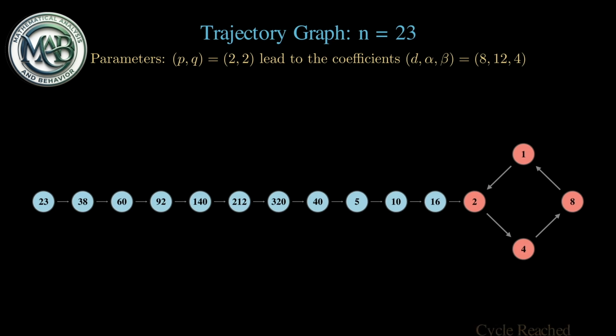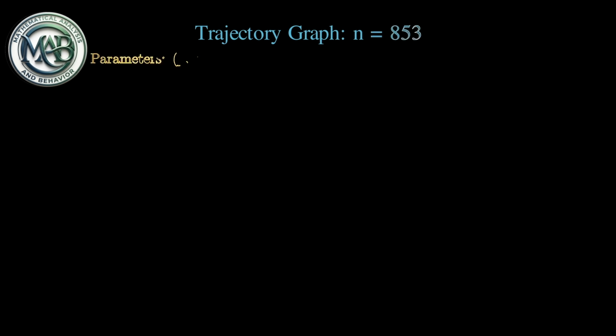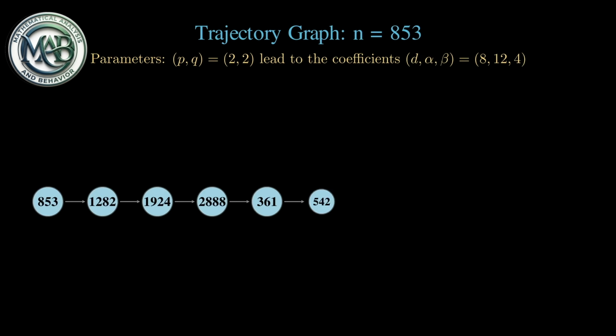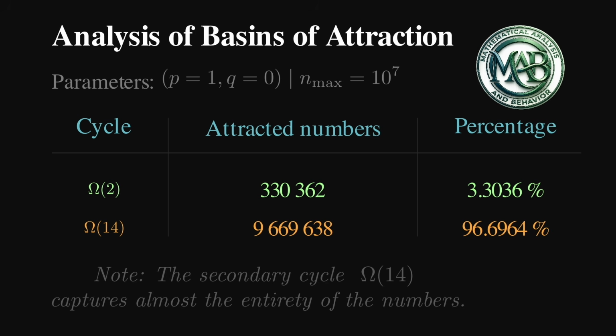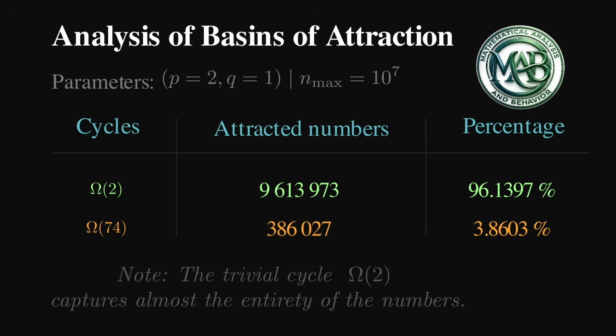Now, to give some numerical analysis of the basin attractor when we have a secondary cycle, we may ask this question: which cycle attracts more integers? We give the answer as a percentage for the starting integers up to 10 million. For different cases, we have the percentage of the basin attractor.